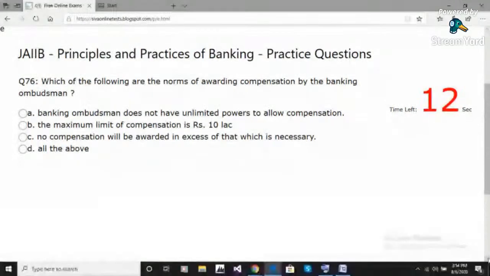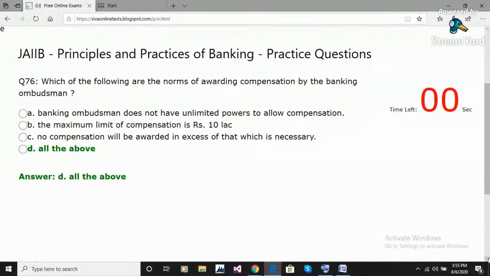Option A banking ombudsman does not have unlimited powers to allow compensation. Option B the maximum limit of compensation is 10 lakh rupees. Option C no compensation will be awarded in excess of that which is necessary. Option D all the above. Answer D all the above.